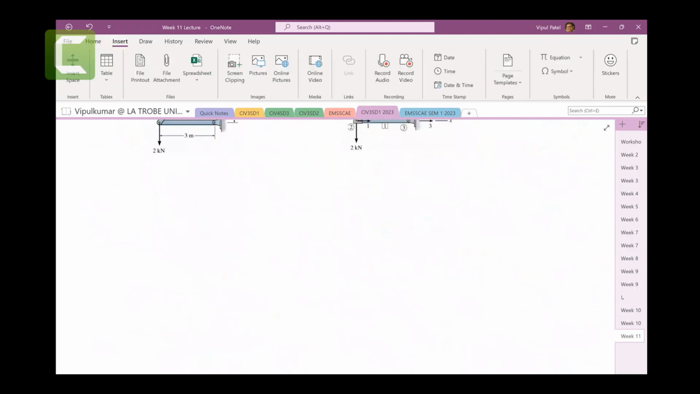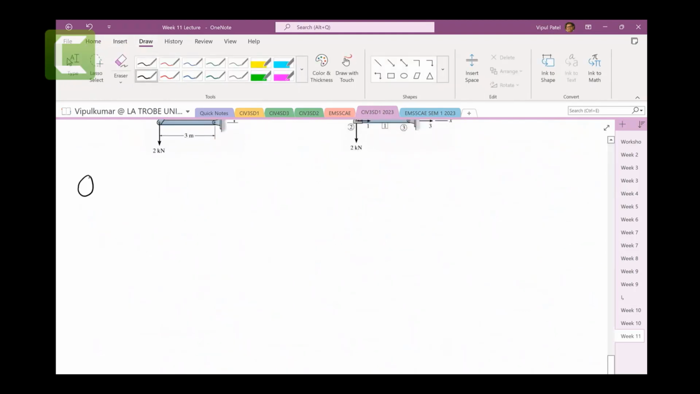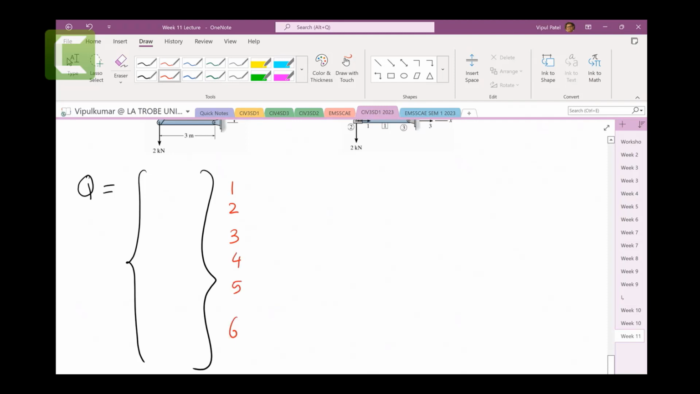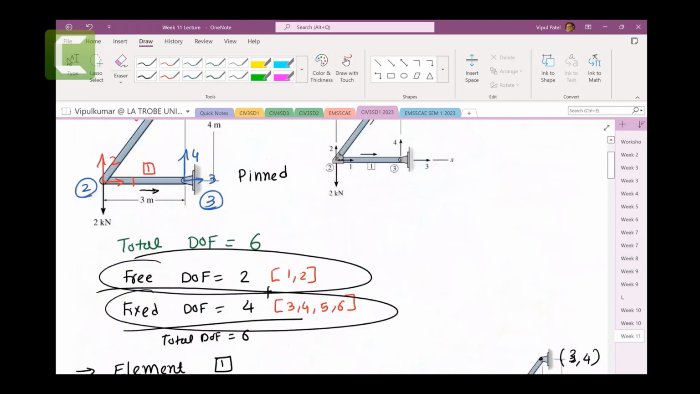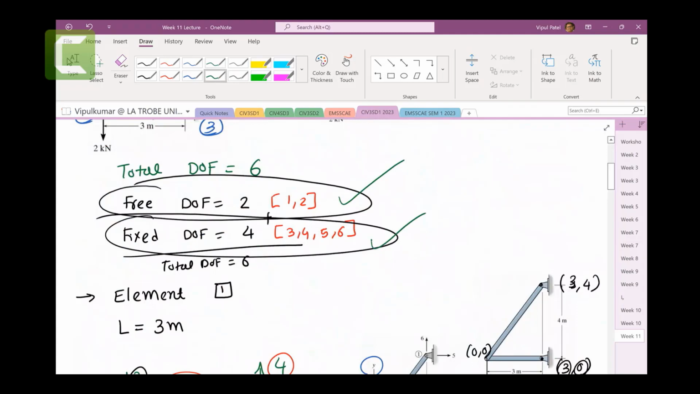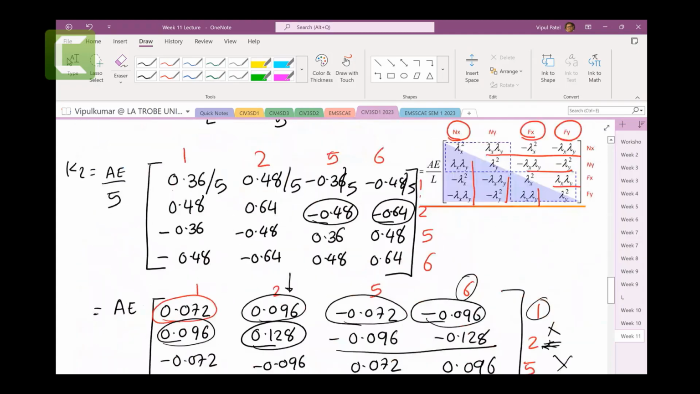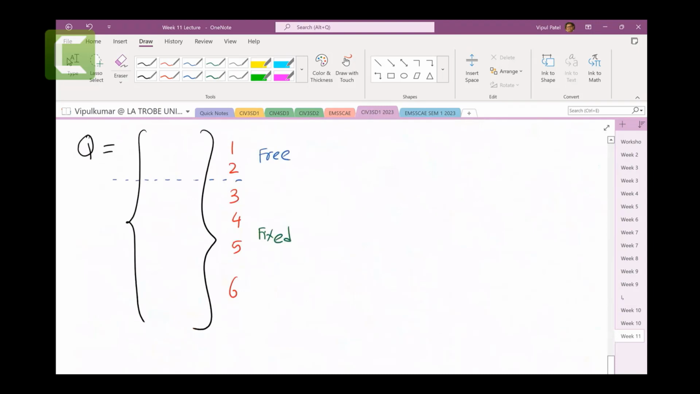The force vector is generally represented by capital Q and it has only 1 column and total degrees of freedom, so you're going to put 5 and 6. So that is your force vector. Now, when you do the force vector, you need to divide it into 2 things: your free degree of freedoms and your fixed degree of freedoms, right? You remember that at the start we did this free and fixed. If you have 3, 3, you need to draw the line at 3, 3. If it is 4, 4, you need to draw the line at 4, 4. So you have free and fixed.